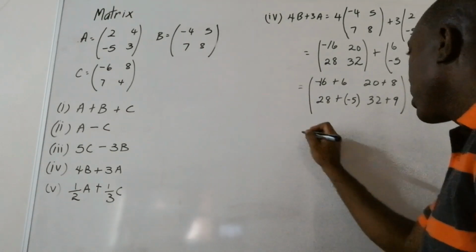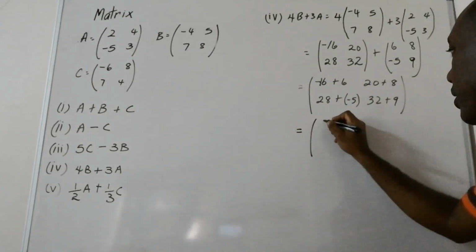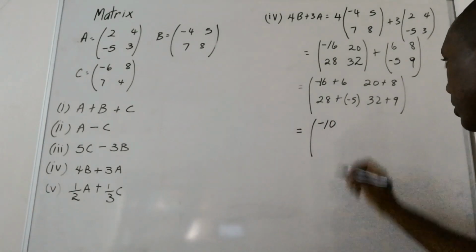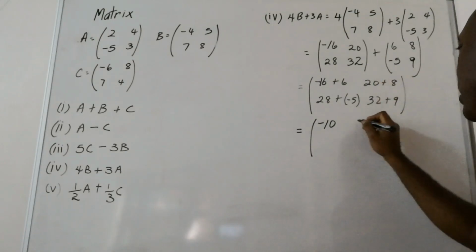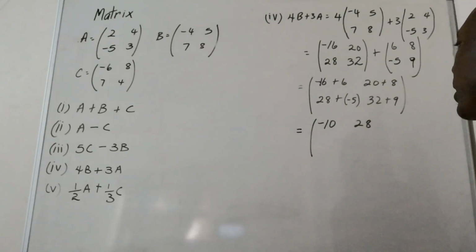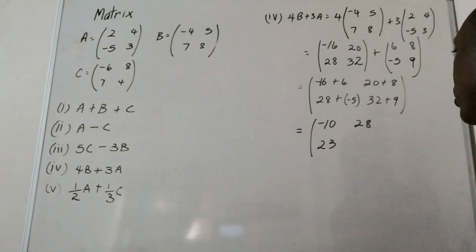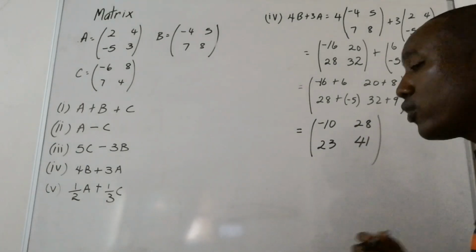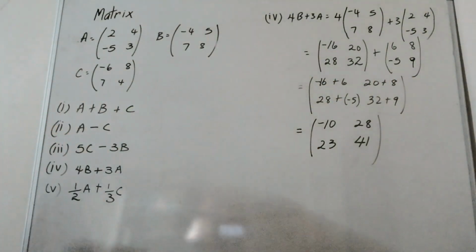Alright? So our answer will be minus 10, minus 16 plus 6, minus 10, 20 plus 8, 28, 28 plus negative 15 will give us 13, and 32 plus 9, which will give us 41. So if you got that answer, well done. Alright? And what you can do is try the final one.